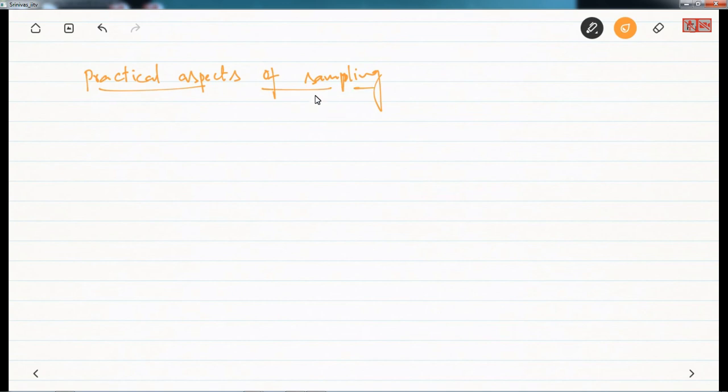So what are the practical aspects of sampling? When we first discussed sampling, we assumed that x of t is a given continuous time signal. We want to sample that, and for the sampling purpose, we assumed we have p of t. P of t is nothing but a periodic impulse train.